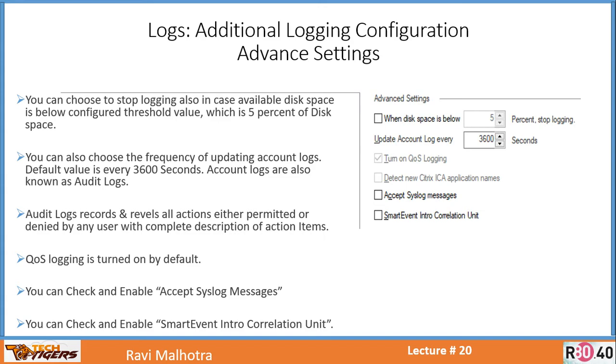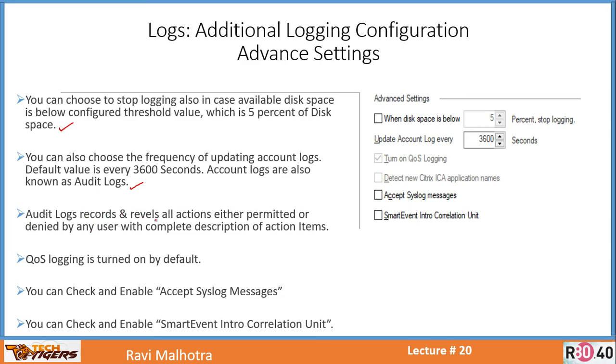Advanced settings say that if you want to stop logging, let's say that the disk space has reached, like the disk is just about to get 100% full. So when the disk space reaches just 5% available, stop logging. You can configure that in the advanced section. And you can also choose the frequency of updating account logs, meaning audit logs, every 3600 seconds. Normally it should be kept as 600 seconds, but then it depends on the size of the environment.